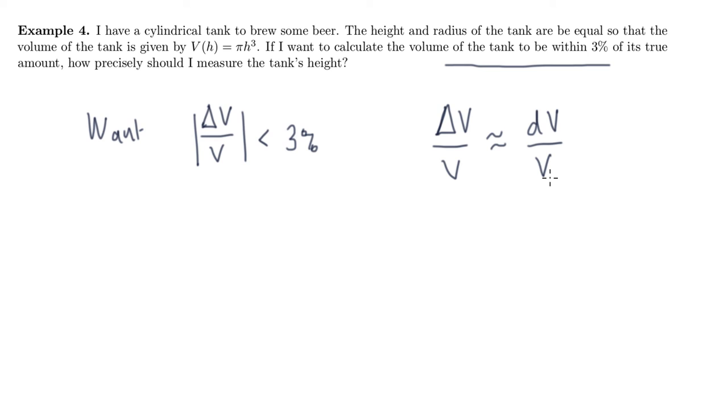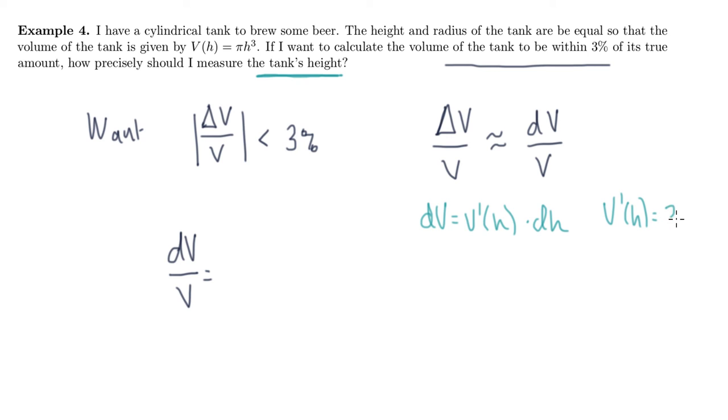Okay, so what does that mean? Well, what is dV over V? Well, remember that dV is just V prime of H times dH. Okay, because I'm looking for the change in volume as the height changes. So I just scale by this dH, dV is V prime of H dH. So what is V prime of H, first of all? That's just going to be 3 pi h squared.